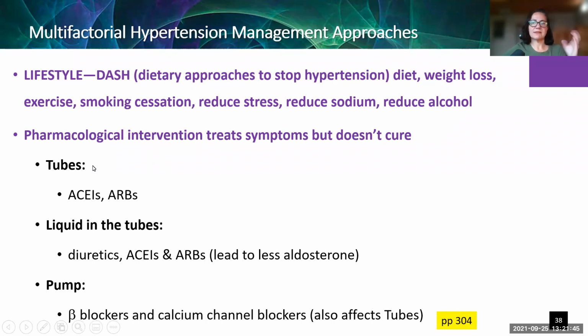So to address how tightly the tubes are squeezing, we have ACE inhibitors and angiotensin receptor blockers. Again, I'm going to talk about that on the next slide. How much liquid is in the tubes? The patients may be prescribed diuretics to try to get rid of some of the extra fluid that's in the tubes. And again, going back to the ACE inhibitors and the ARBs, this is going to lead to less aldosterone, which would be causing the body to hold on to the sodium and the extra water.